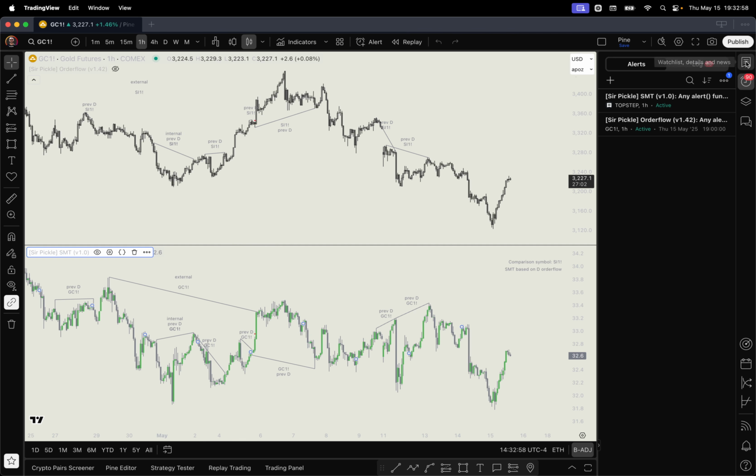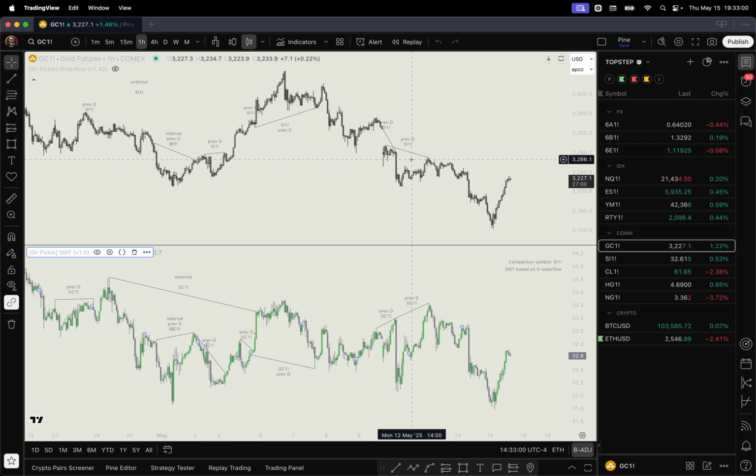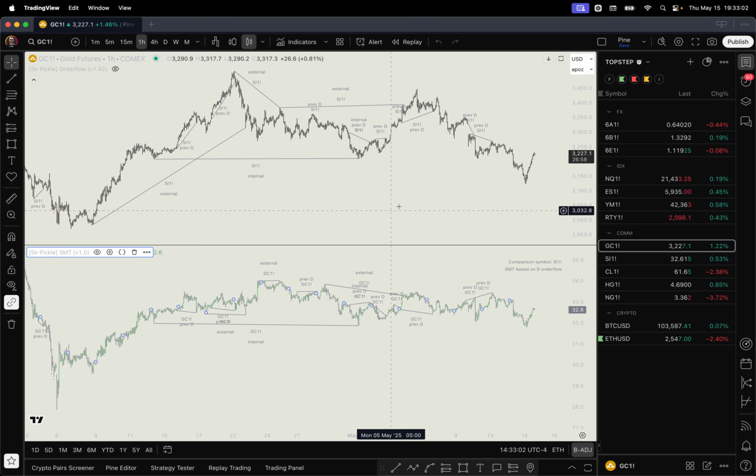So now for my entire watch list, whenever a 1 hour SMT is found, again based on daily order flow, for any of these symbols, it will ping me. It will send me an alert, which is really powerful. And this is a permanent alert. You don't have to set this up again. You can set it up once.